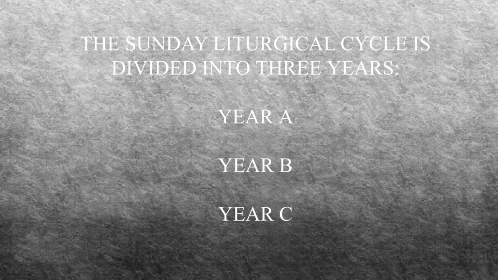So the Sunday liturgical cycle is divided into 3 years, and it's always going to be one of the 3. It's either going to be year A, B, or C. Back in the 1960s, prior to Vatican II, they used to just use one cycle of readings every year, and then it was changed to this 3-year cycle to create more of a varied selection of Bible readings. So that's how we came up with the 3 different years, A, B, and C.